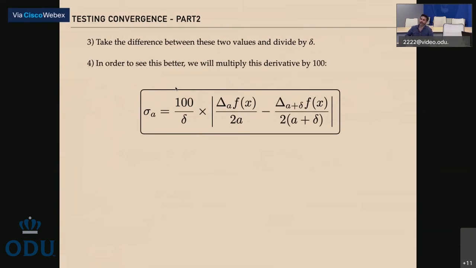And what we're going to do is take the difference between the two values and divide them by the shift in delta. And in order for us to visualize this better, we're going to multiply it by a factor of 100. Sorry. This is just so that we can see it a little bit better. It doesn't really make a change. You can just scale this not by 100, but just 1. And we're going to call this thing sigma a. So this is going to tell us a little bit about the error that we're having. That's why I decided to call it sigma a.